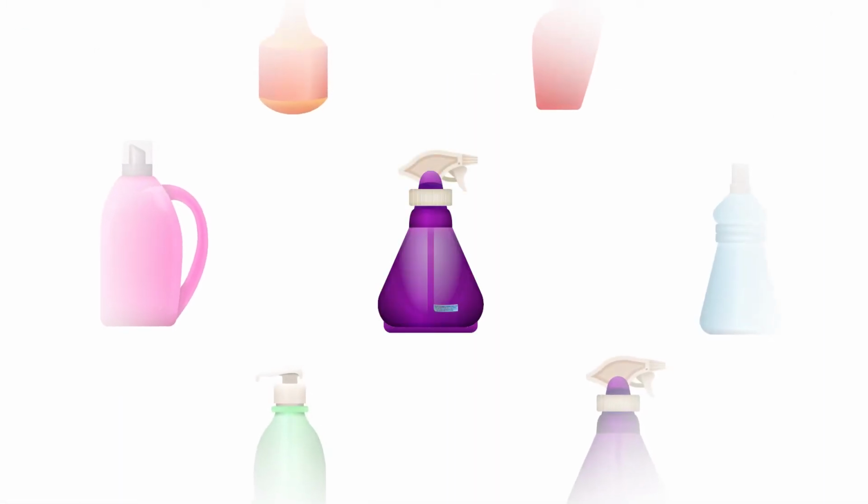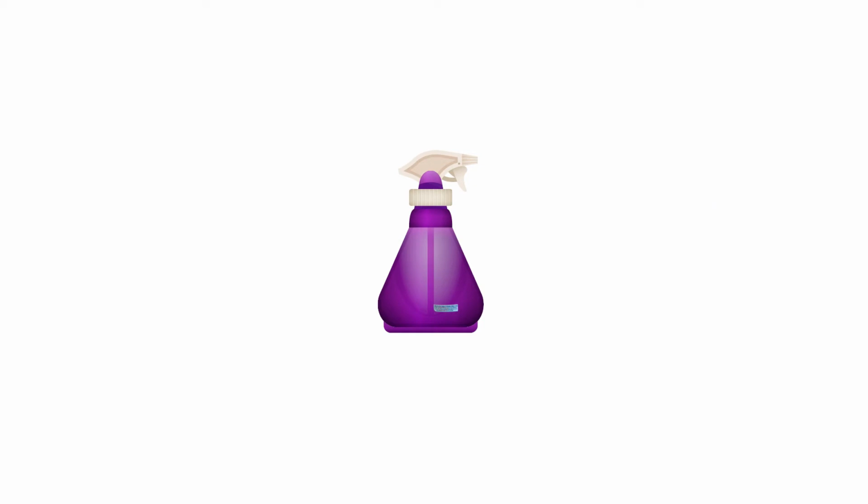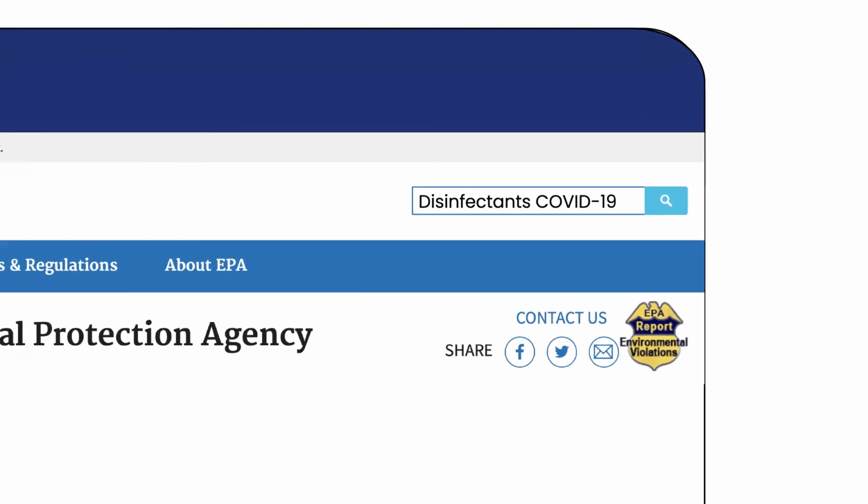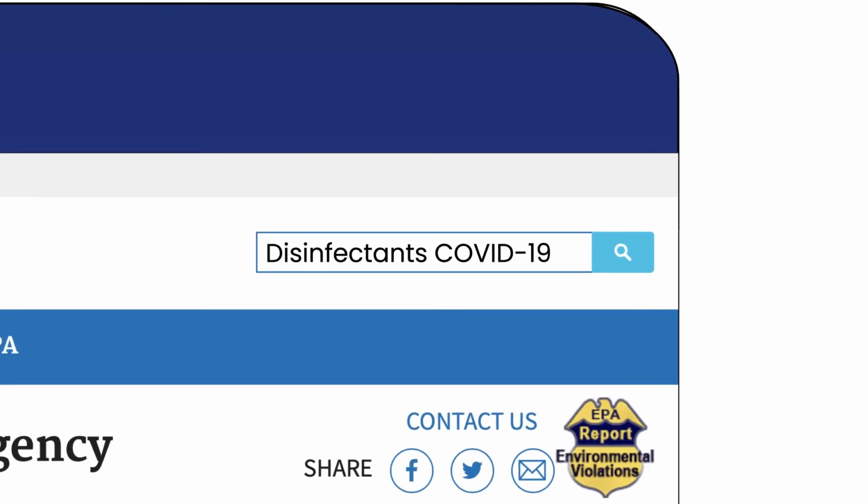To select cleaning and disinfecting products, look for products listed by the Environmental Protection Agency, EPA. The EPA registration number will be listed on the product. To find EPA-approved disinfectants against COVID-19, visit the EPA.gov website and search for disinfectants to use against COVID-19.